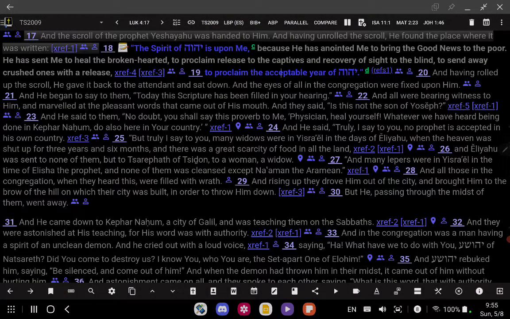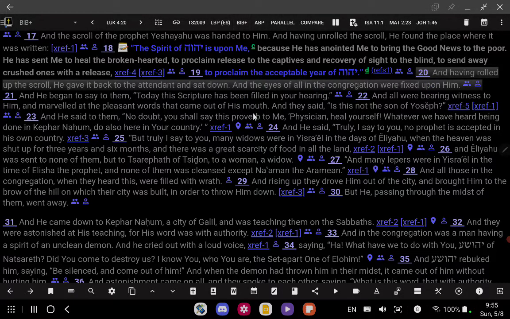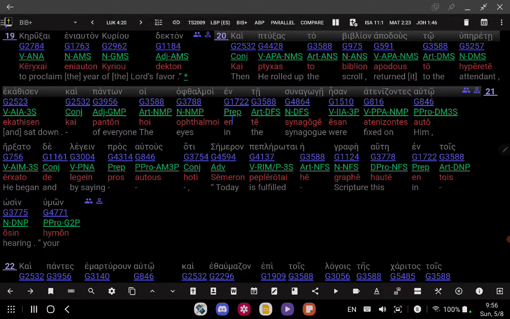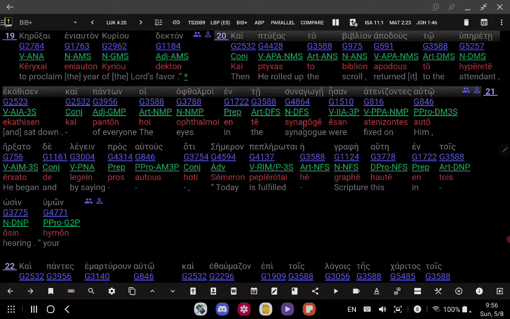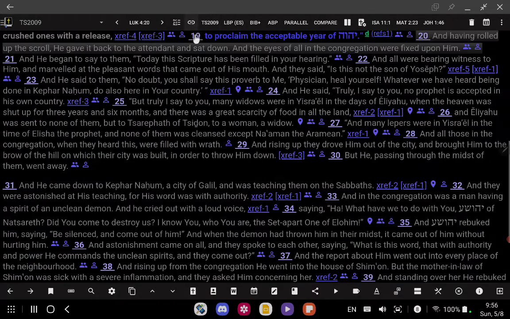I want to look at this really quick. I'm going to click on verse 20, because it will show me the Greek. All the eyes of the synagogue. So it's not congregation. I was curious if this word was something else. But yeah, now let's go back to Isaiah.